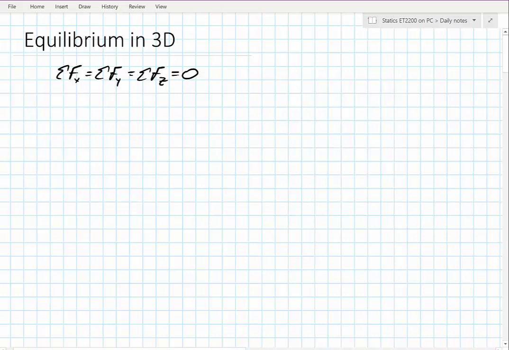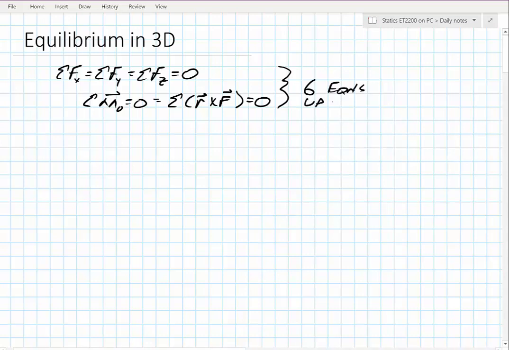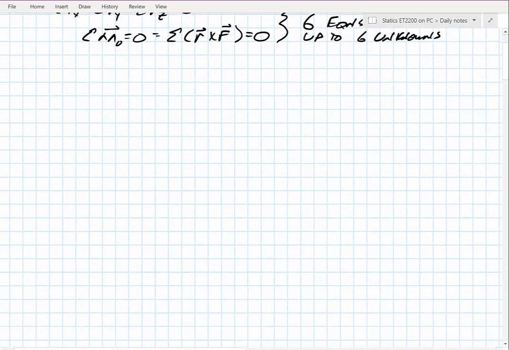We also have the fact that the sum of the moments about any point is equal to 0. In essence, what that means is if we sum up all of our r cross F's, they each have to be equal to 0. That means the moment about the x-axis is equal to 0, the moment about the y-axis is equal to 0, and the moment about the z-axis is equal to 0. So what we end up with is 6 equations, so that we can have up to 6 unknowns and still be statically determinate. All right, so let's talk about a general process.